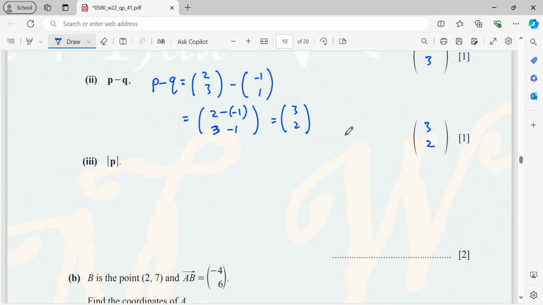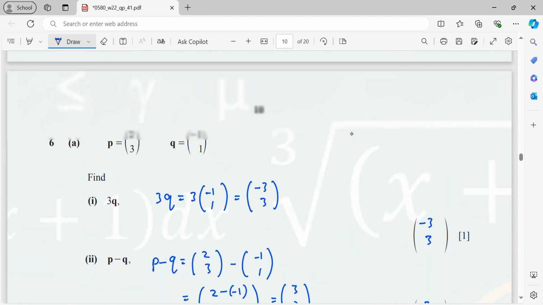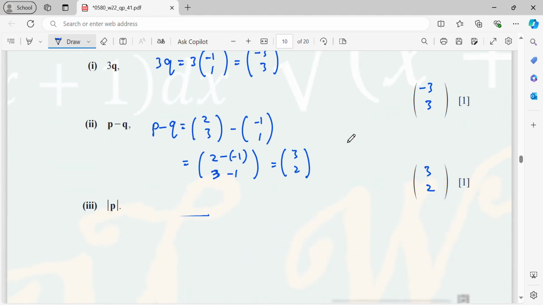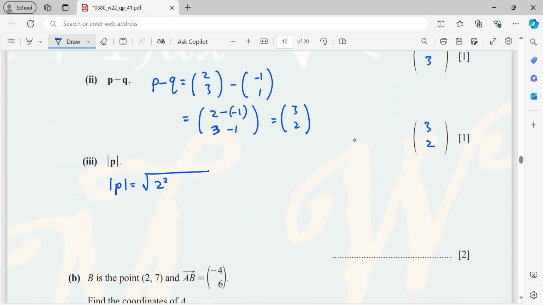Now the modulus here, modulus P, that means the magnitude of P. So magnitude of P is basically square root of, look at the P here, the P with components 2 and 3. Okay, this is basically 2i plus 3j. So here becomes 2 squared plus 3 squared. That is the formula. Then at last you will be getting square root of 4 plus 9. Then I will get square root of 13. So you either leave your answer in square root 13 or you round up. So it will be 3.61.